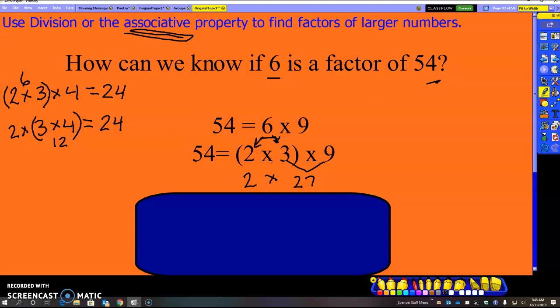The same thing goes if I wanted to associate the 2 and the 9 first. So I'm going to rewrite this. If I had 2 times 9 and I did that first, then multiplied by 3, I would have 18 times 3. So we just found out that 3 and 18 are also factors of 54.